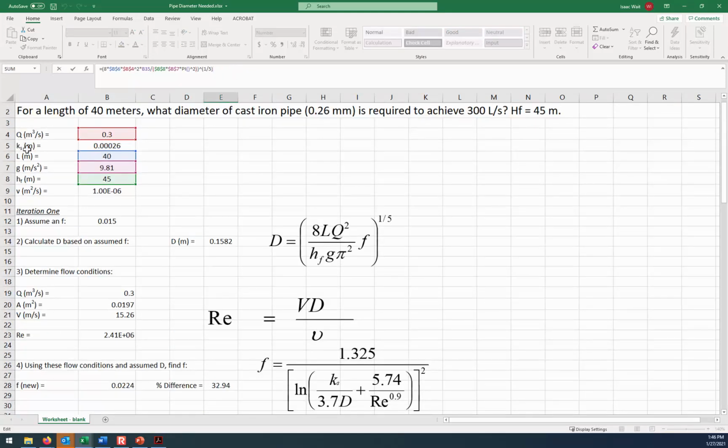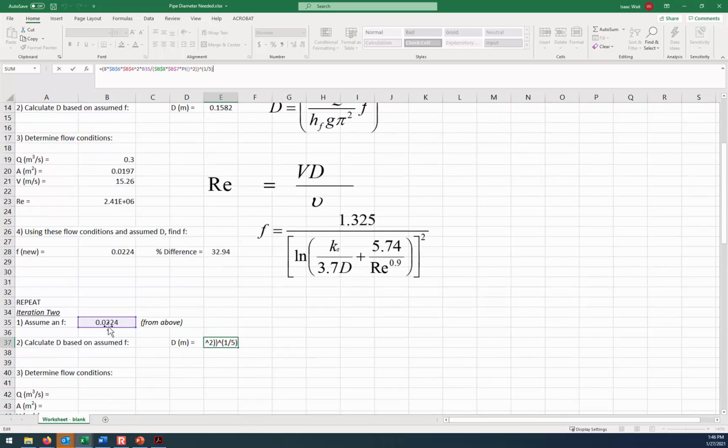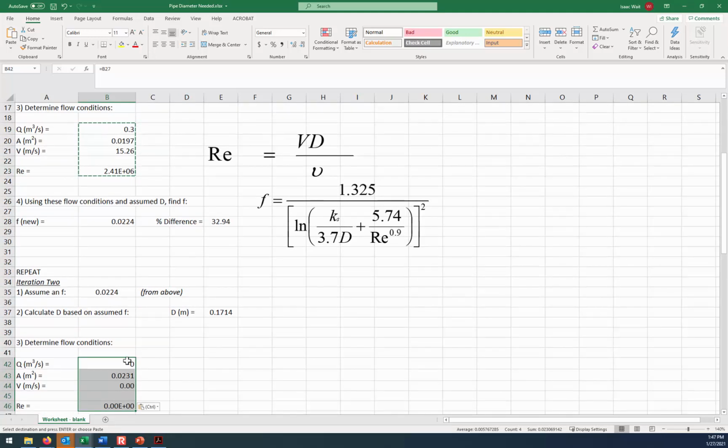All of the references up to the constants remain, referring to the constants, but the reference to this F value is looking now at our new iterated F value. So here's our updated guess of the diameter, and then for these flow conditions I can just copy, Control C, and paste, Control V, and well, it looks like maybe I need to reference the correct flow rate.